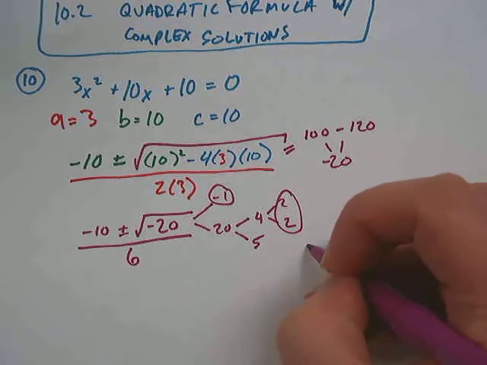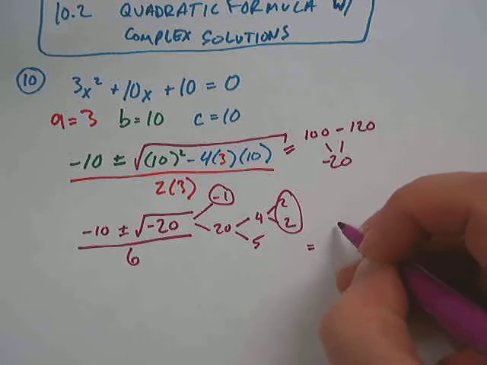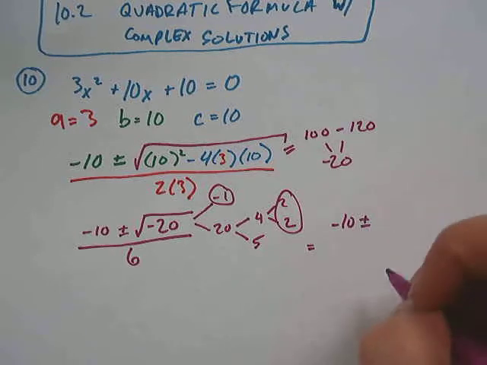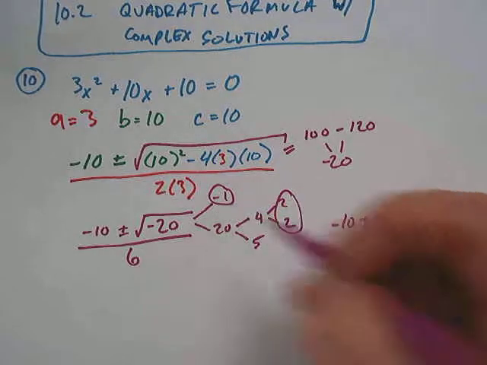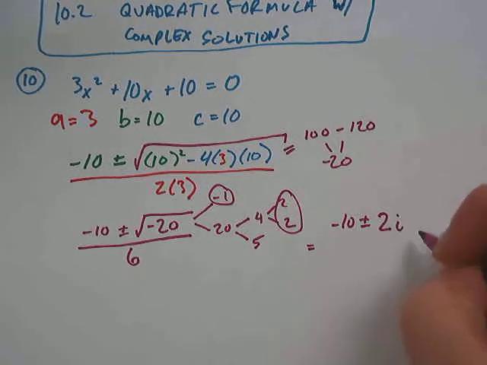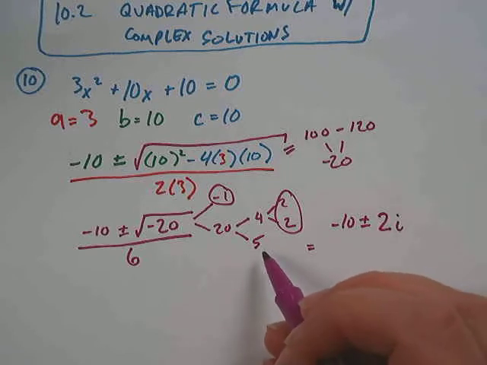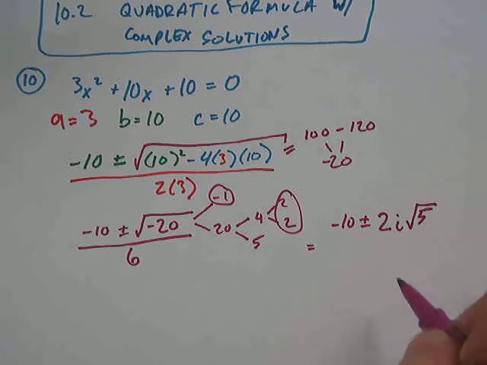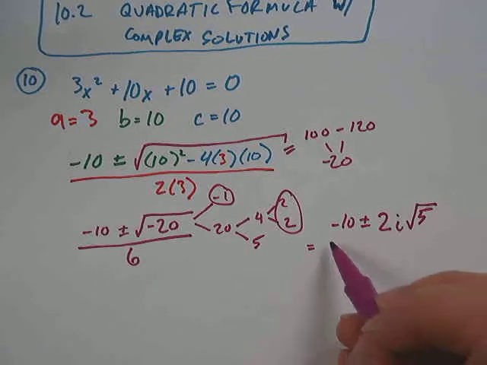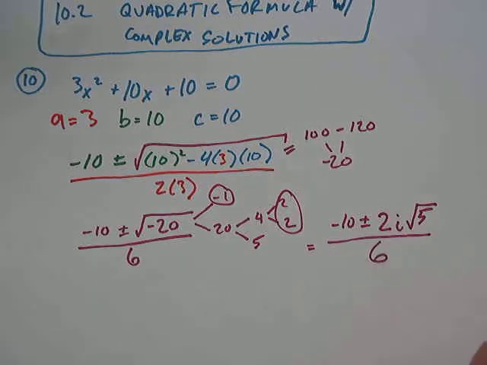So what we're going to end up with here, we have negative 10 still, plus or minus. Our pair of 2's gets to come out. The negative 1 gets to come out as an i. And then what's left underneath the square root is a 5. So that's going to be root 5. And then this is all still divided by 6. Okay, so we're almost there.